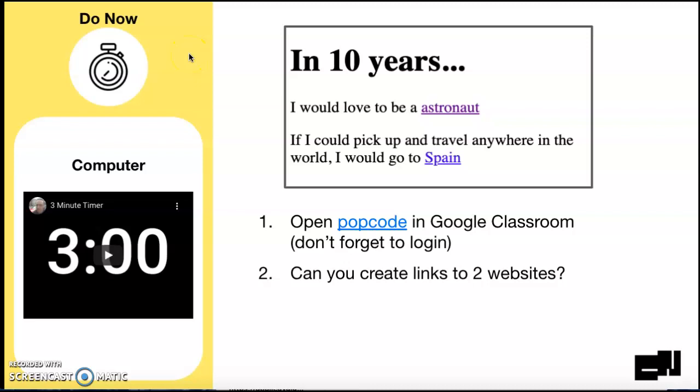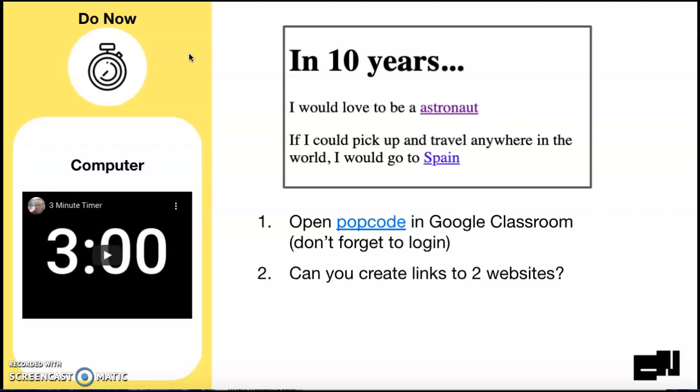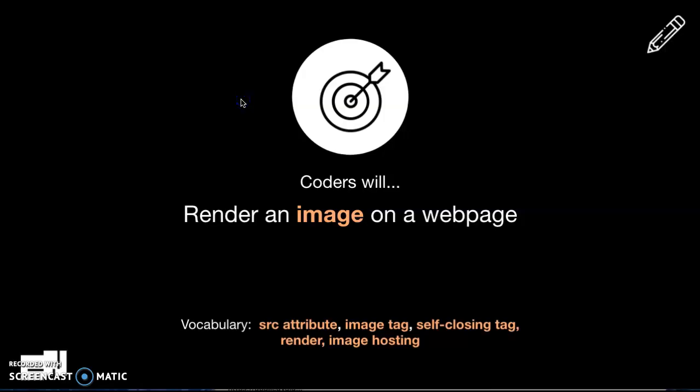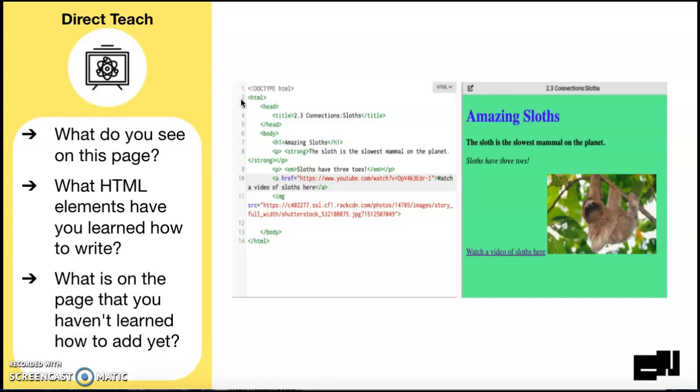Hello, today we'll learn how to add images to our web pages. But before we begin, please make sure you've completed and submitted your Do Now. Today our objective is that coders will render an image on a web page. Our vocabulary: source attribute, image tag, self-closing tag, render, and image hosting.